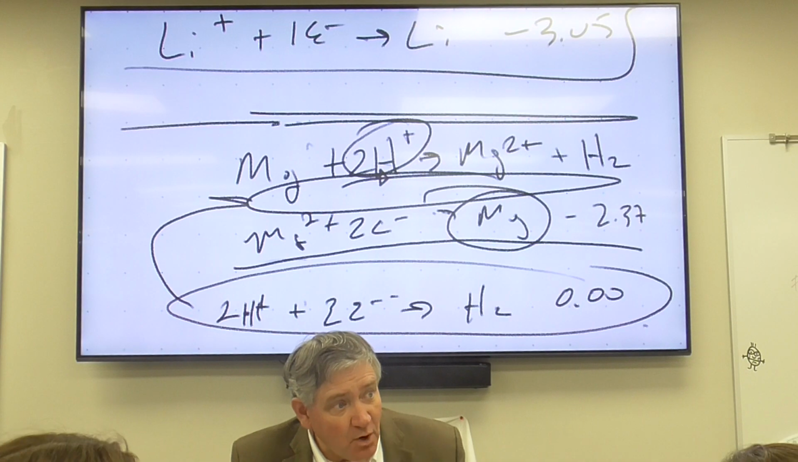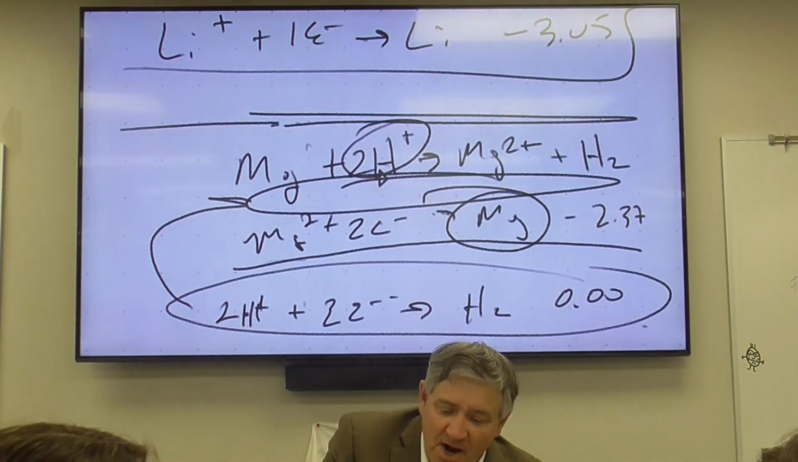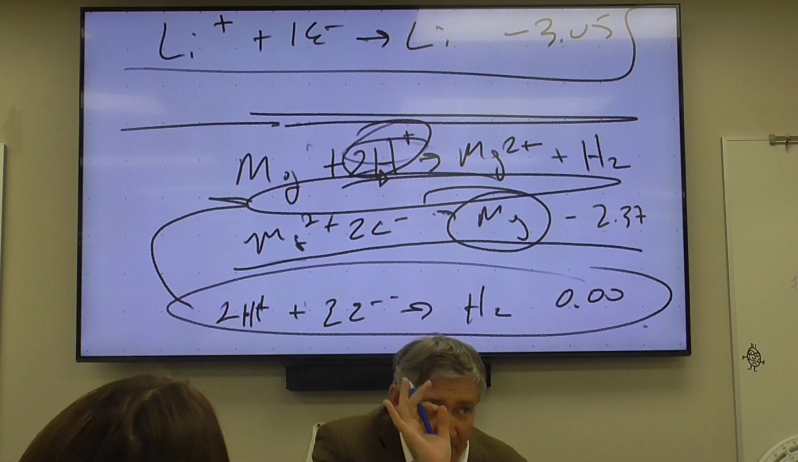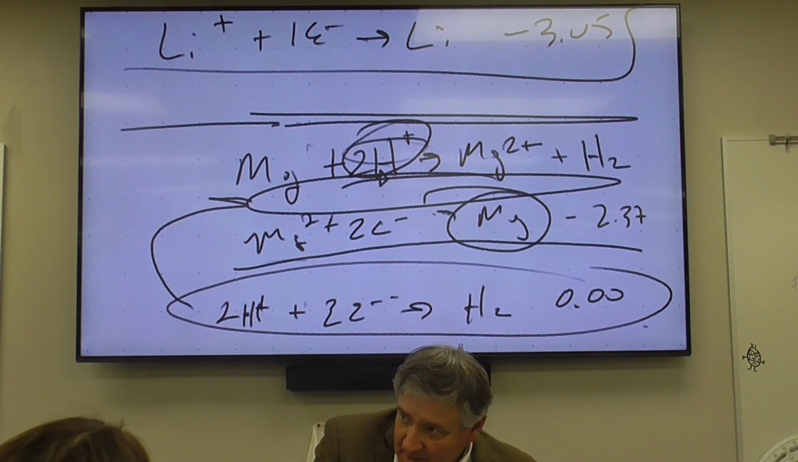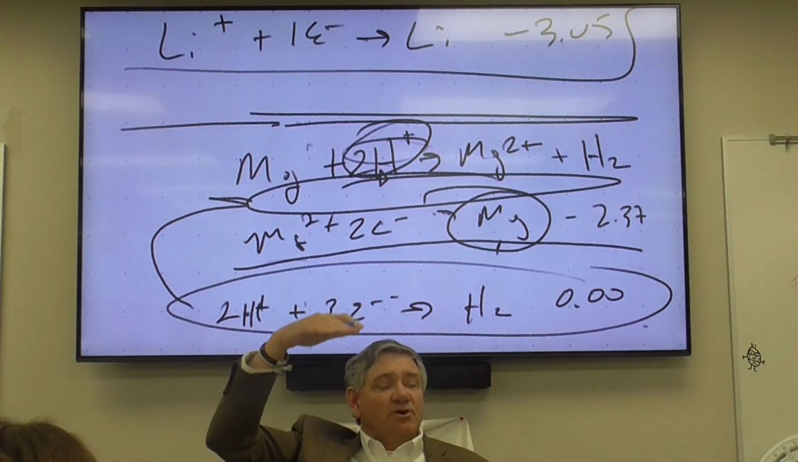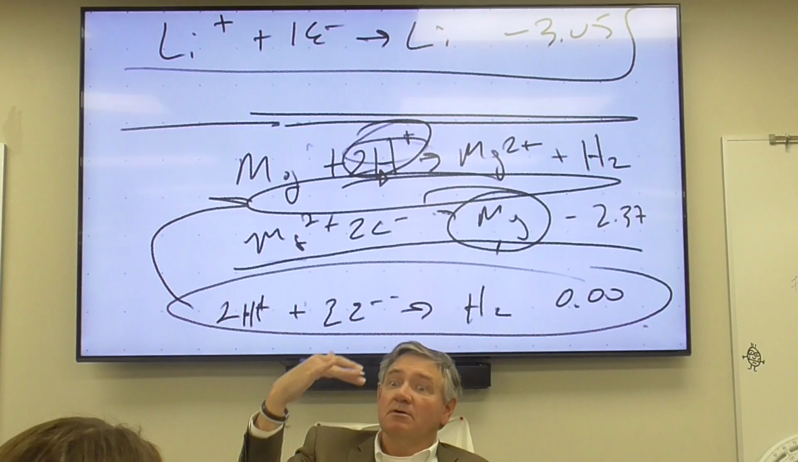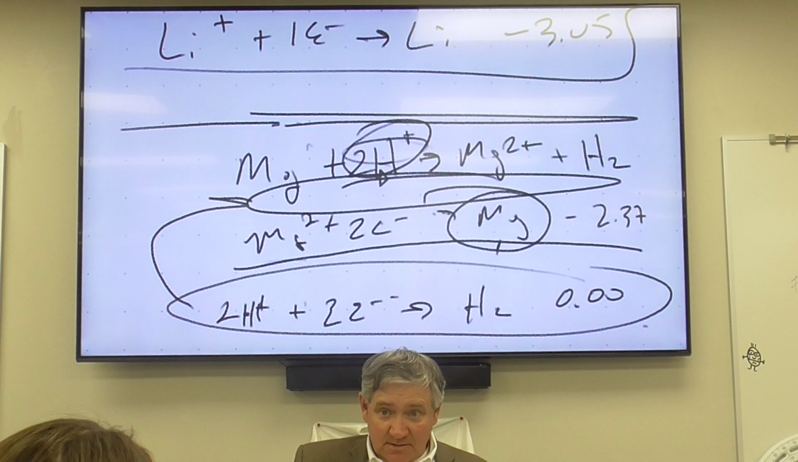So in terms of the over-under game, and you remember this from the lab today, if you put hydronium ions in with the magnesium, and the hydronium ions are above the magnesium, the reaction is going to take place.